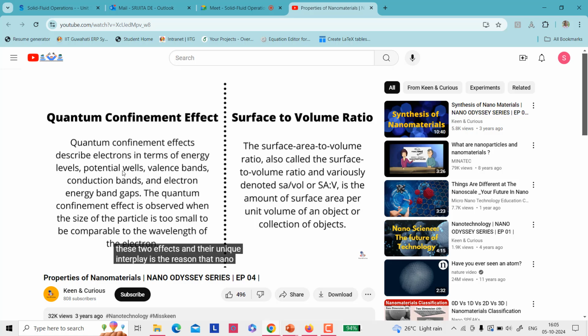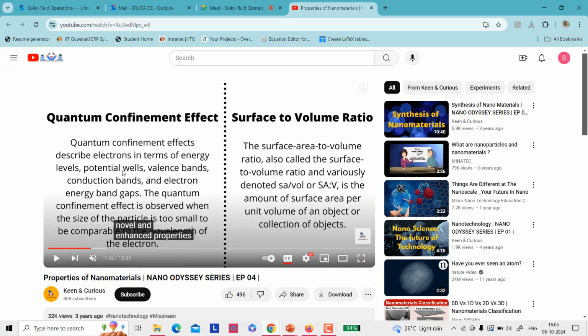Okay, so these two properties are very important for nanomaterials: quantum confinement effect and very high surface to volume ratio.